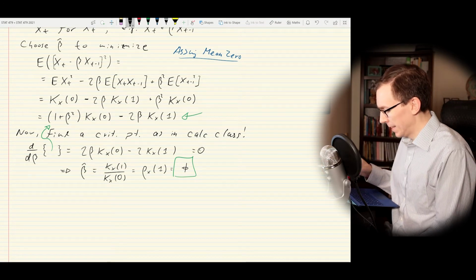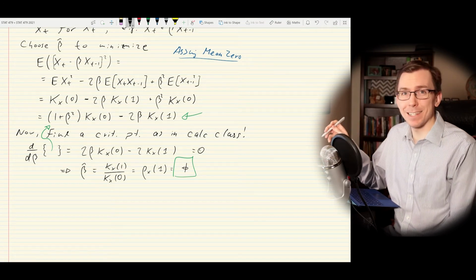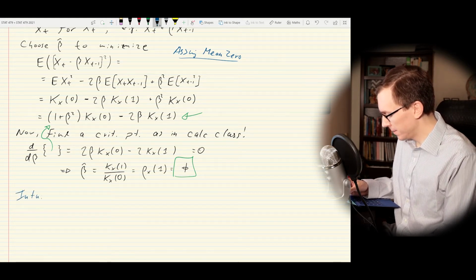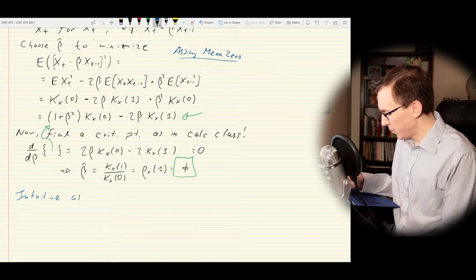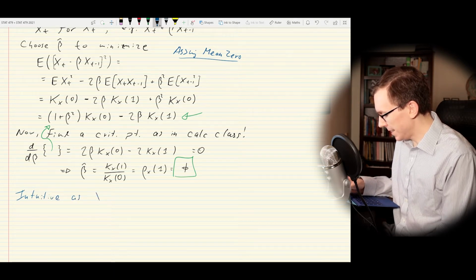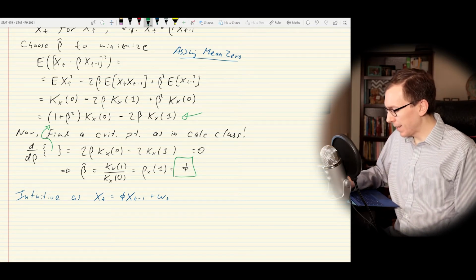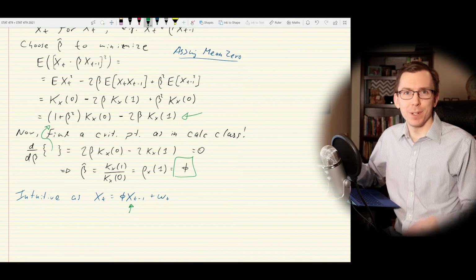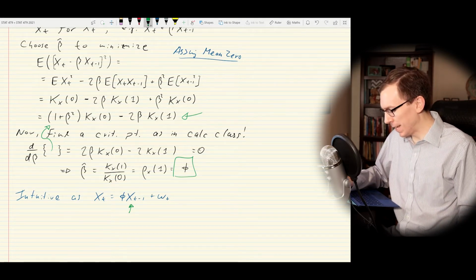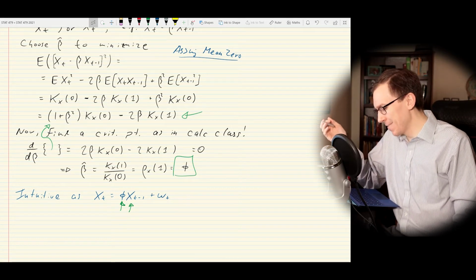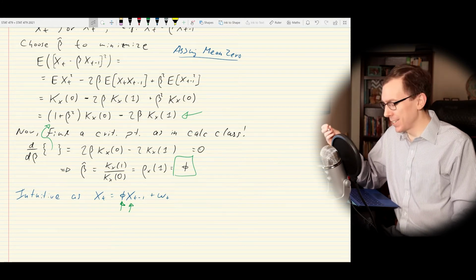Okay. So that kind of makes sense, but it also just makes sense because this is intuitive, as we had that xt is equal to phi xt minus 1 plus white noise. So if I gave you xt minus 1, how would you predict the value for xt? Well, you would multiply it by phi, and that's a really good guess for what xt is. It's unbiased because white noise is mean 0, so it's about as good as you can do.